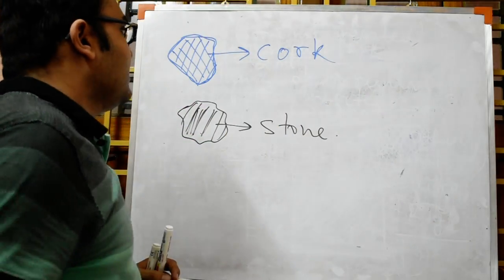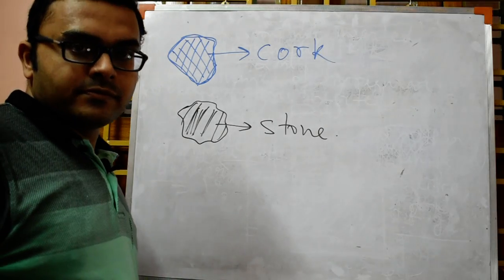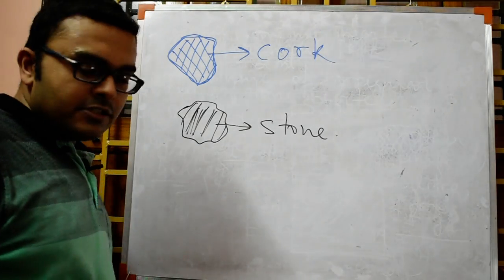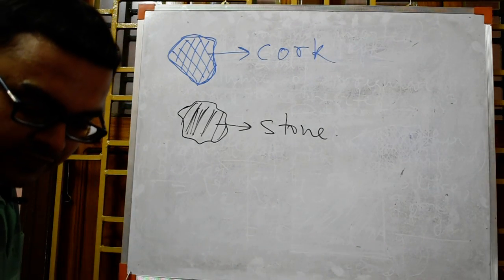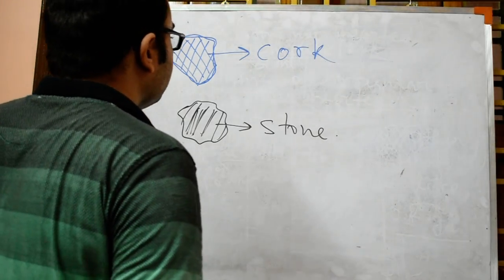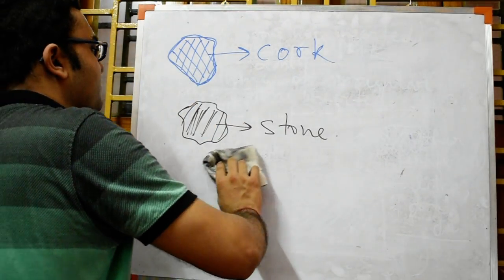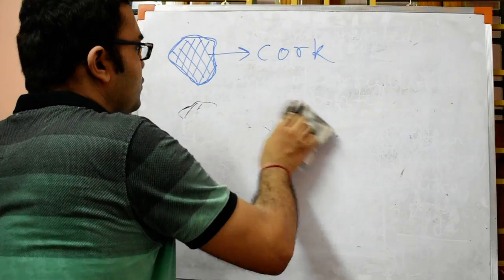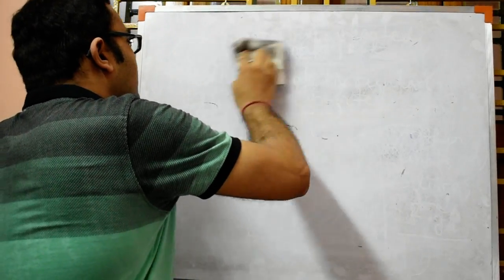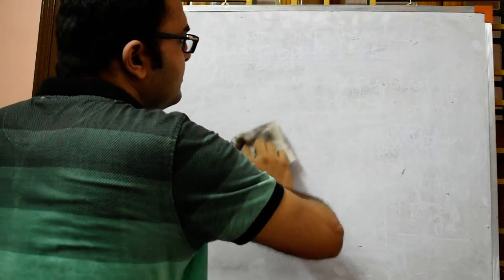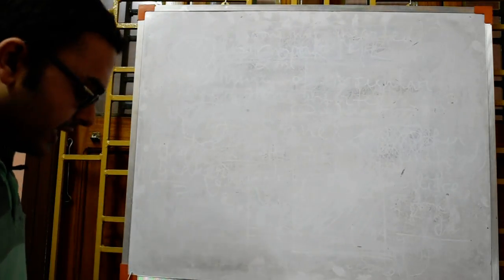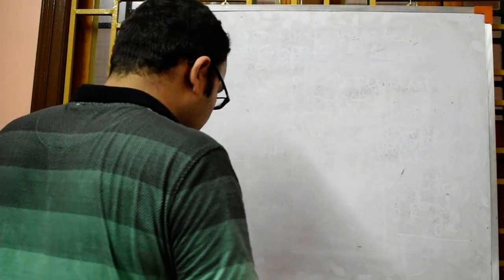Now see what we will do. We will here take 3 readings, okay. So let us move on to the demonstration. Just remember, blue color means cork and black color means the stone, okay. Now see, when you want to measure the volume of this cork, first of all you have to again take a graduated beaker.